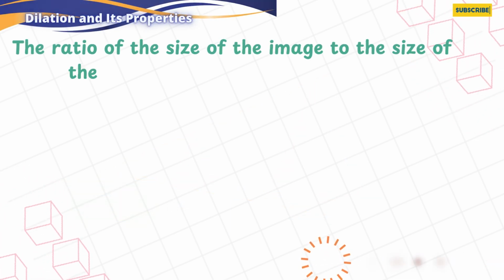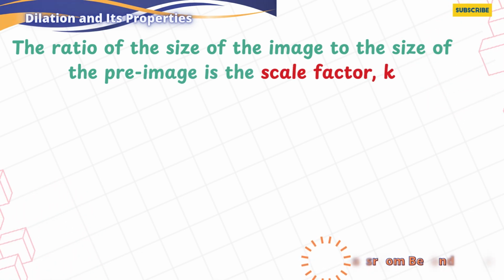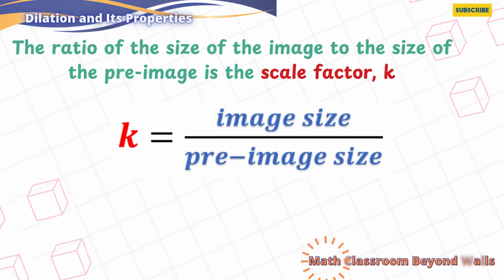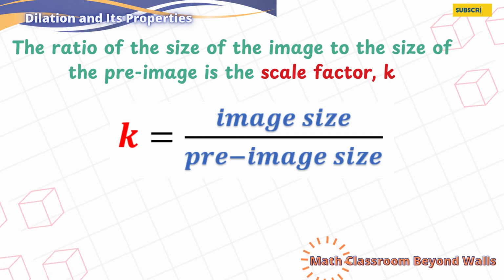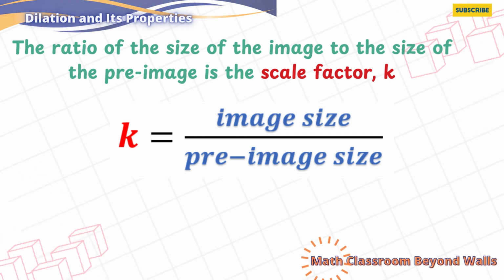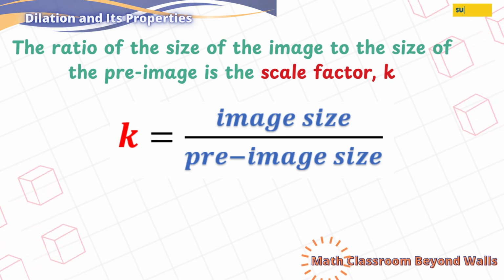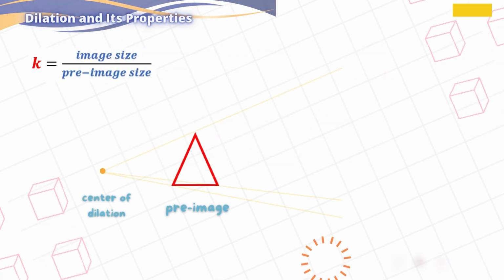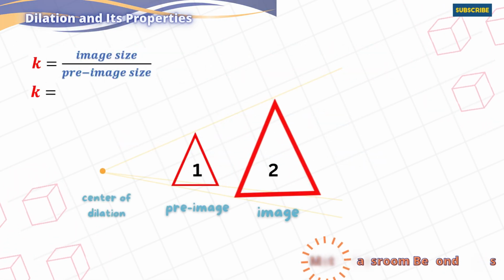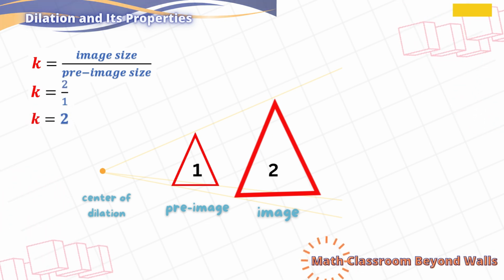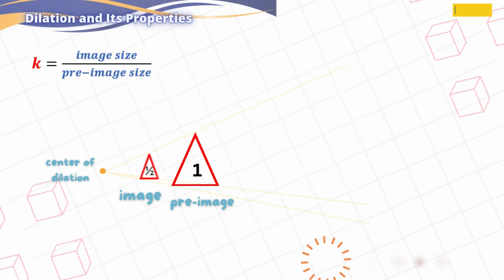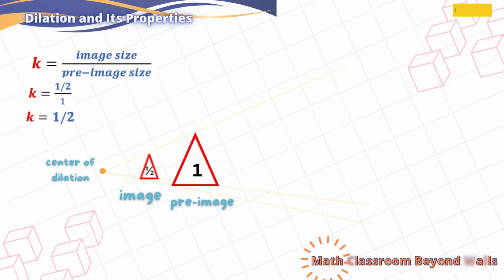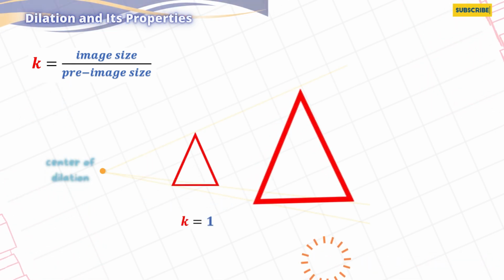The ratio of the size of the image to the size of the pre-image is the scale factor K. That is, K, the scale factor, equals the image size over the pre-image size. It describes how many times larger or smaller an image is to the pre-image. In this case, where the size of the image is twice as large as the pre-image, the scale factor K equals 2. On the other hand, where the size of the image is 1/2 the size of the pre-image, the scale factor K equals 1/2.